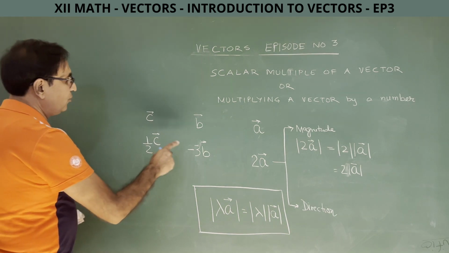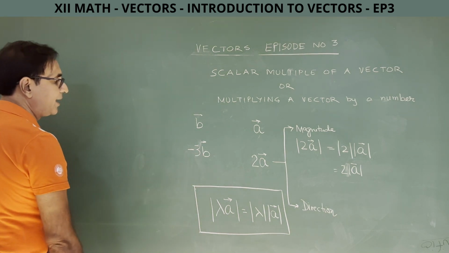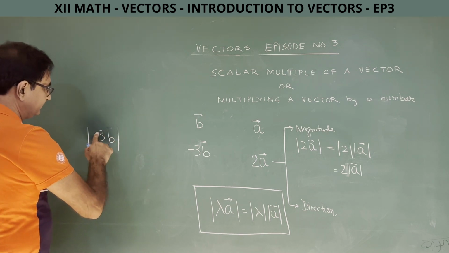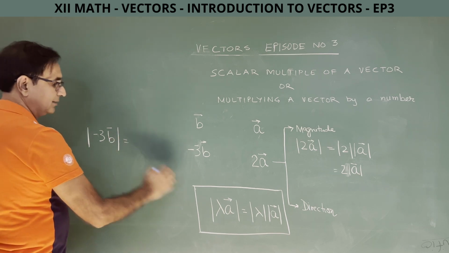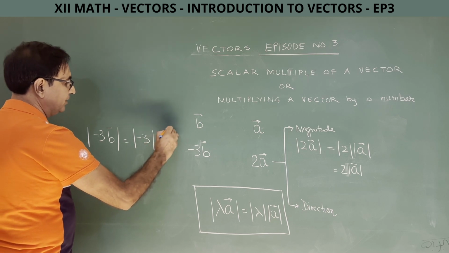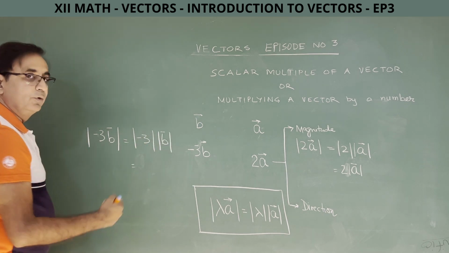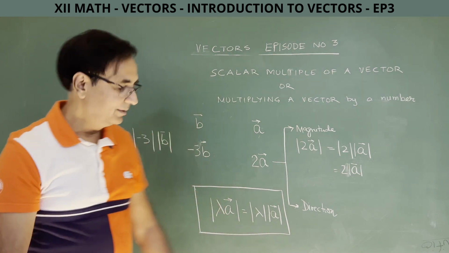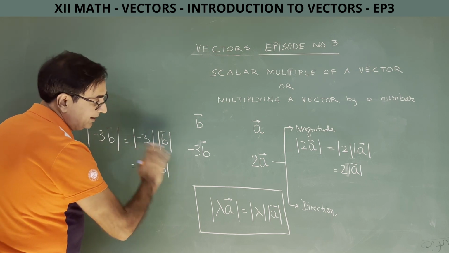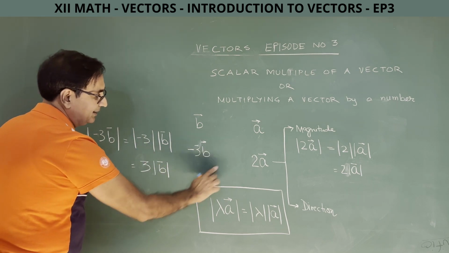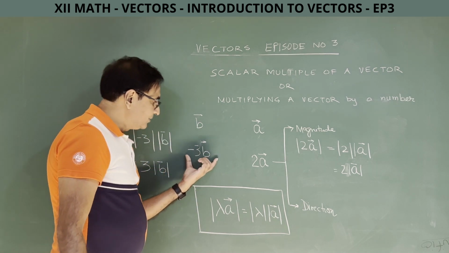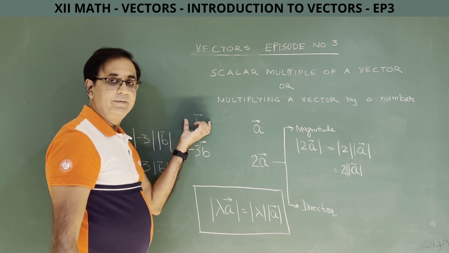Alright. Now what will be the magnitude of minus 3b vector? So what is the symbol? This is the symbol. What is the formula? Look at this formula. So this will be mod of minus 3 into magnitude of vector b. What is mod of minus 3? Everybody knows it. What's mod of minus 3? 3. So it will be 3 times the magnitude of b. See, magnitude of a vector can never be negative. So minus doesn't mean that this vector has a negative magnitude. Minus only indicates that the direction of this vector will be opposite to that of direction b.